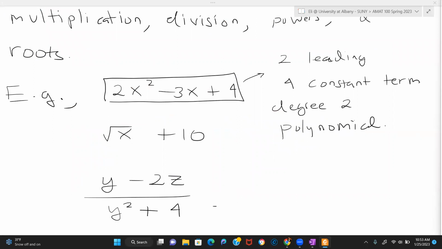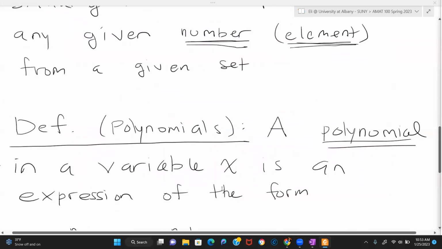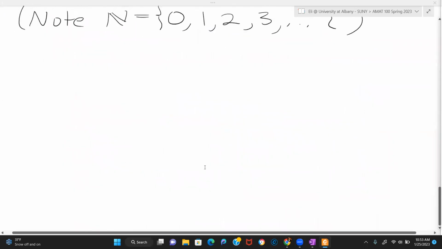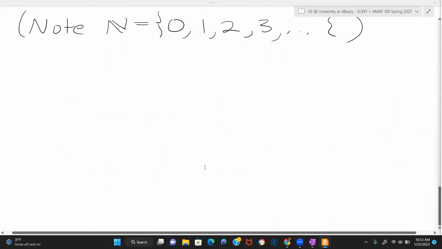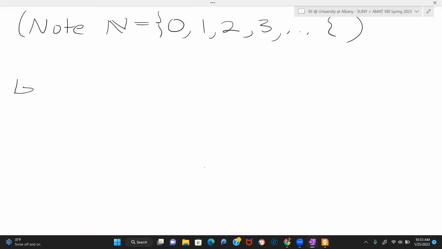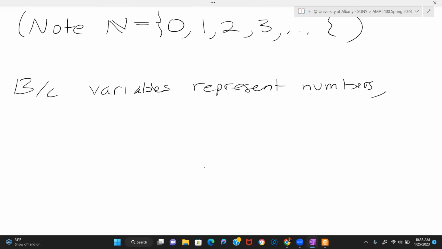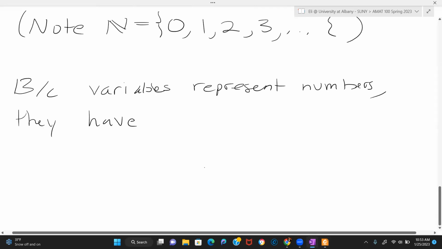All right. Because variables represent numbers, real numbers in particular for us, they have the same properties of numbers.